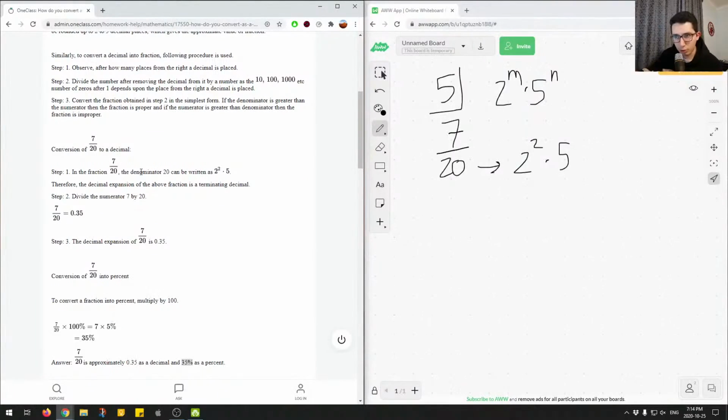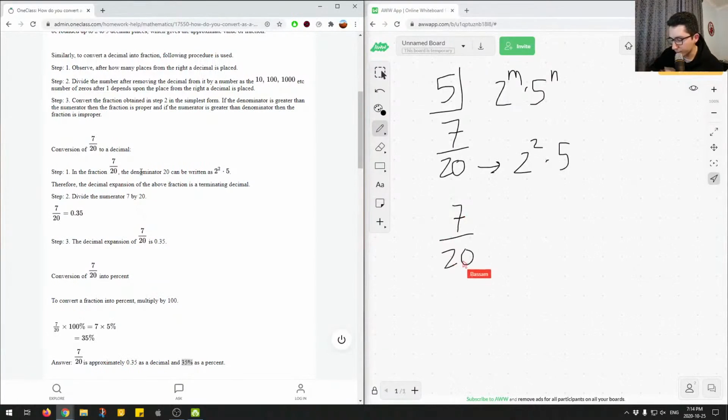So if we were to plug this into our calculator, we can see that this would give us 0.35, and we would end up with a terminating decimal. If you wanted to get 0.35 without using a calculator, you can think about it as follows.